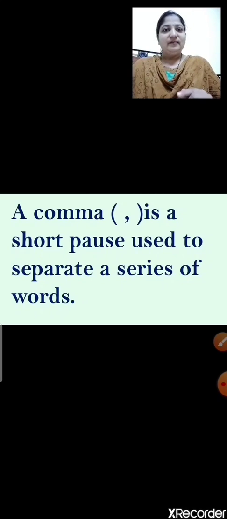I like pizza, Maggie, samosa, cake and chocolate. So while writing, how will I write? I like pizza, comma, Maggie, comma, samosa, comma, cake and chocolate. Okay.